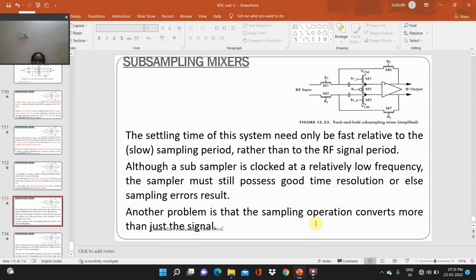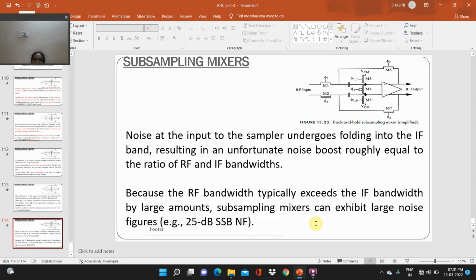Another problem is that the sampling operation converts more than just the signal. Noise at the input to the sampler undergoes folding into the IF band, resulting in an unfortunate noise boost roughly equal to the ratio of RF and IF bandwidths.